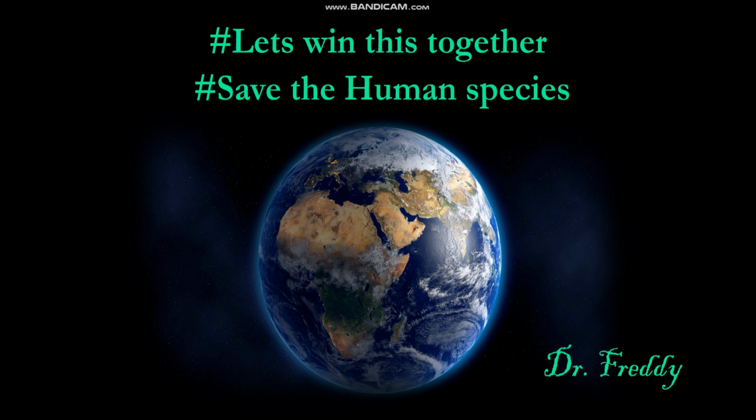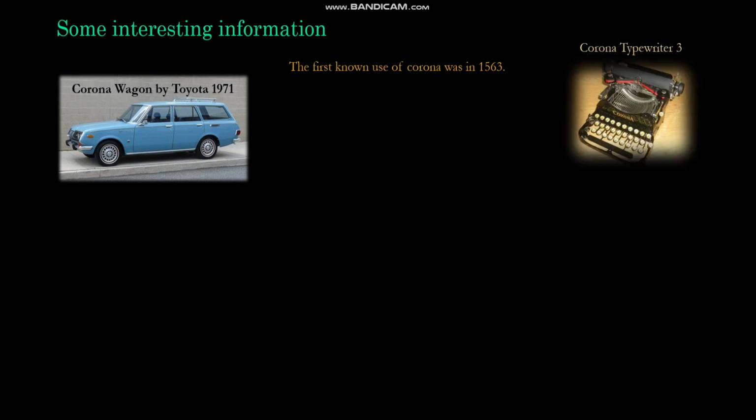I got a few more interesting pieces of information. First known use of corona. The word corona was used in the year 1563. I could not find out why this word was used, but I got this information from the Merriam-Webster Dictionary. Another interesting piece of information is there was a wagon called Corona wagon by Toyota in the year 1971. Another piece of information, Corona Typewriter 3, which was also available probably during the same period of time.